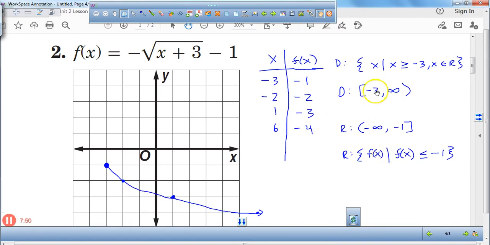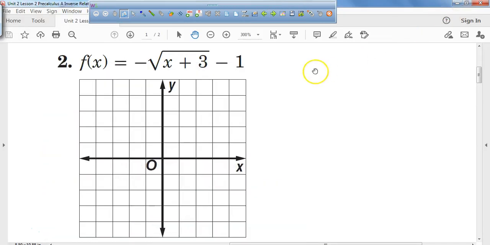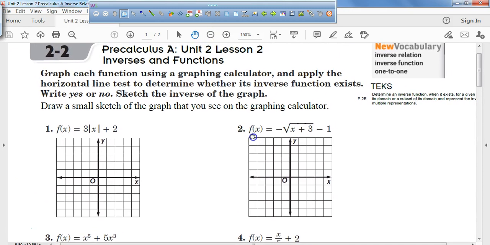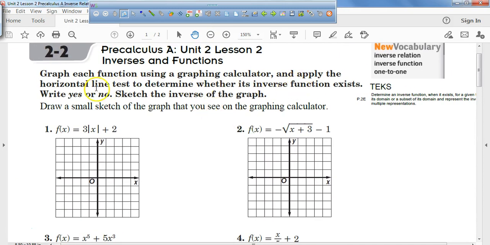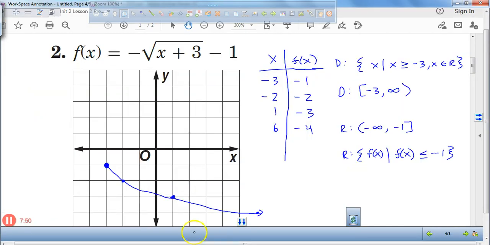Interestingly enough, our domain goes from negative 3 to positive infinity. But the inverse of this graph will actually, this negative 1 will become important when we find the inverse. So on question number 2, it only asks you to graph and apply the horizontal line test to determine whether its inverse function exists. Well, you can clearly see that this graph only hits it one time, so yes, this inverse would exist.